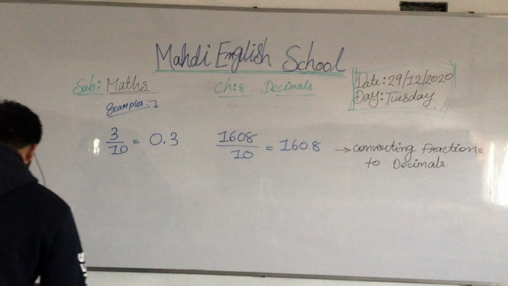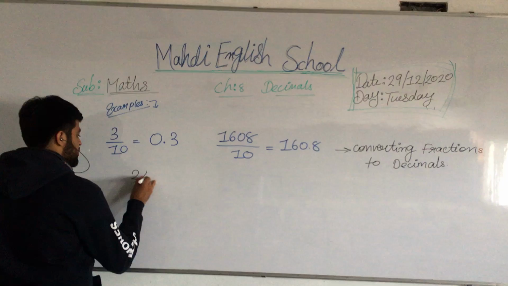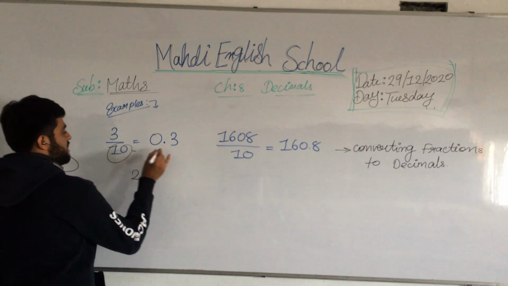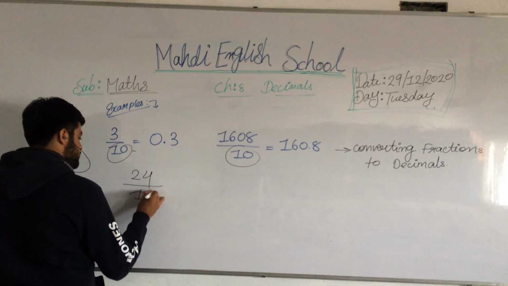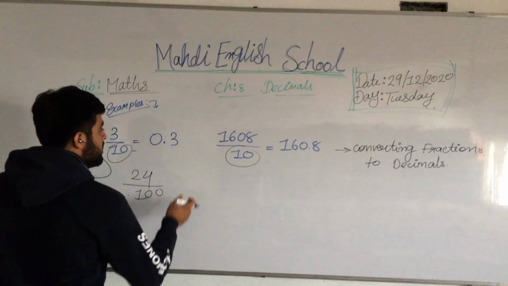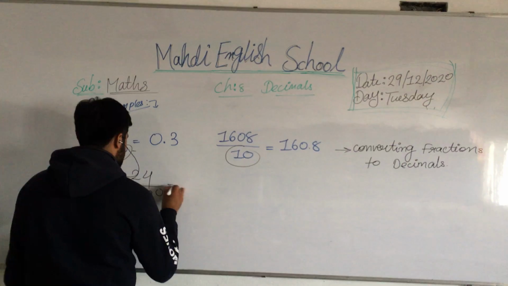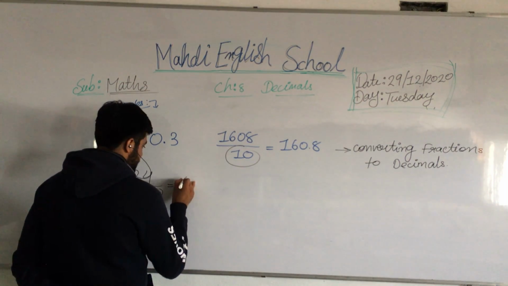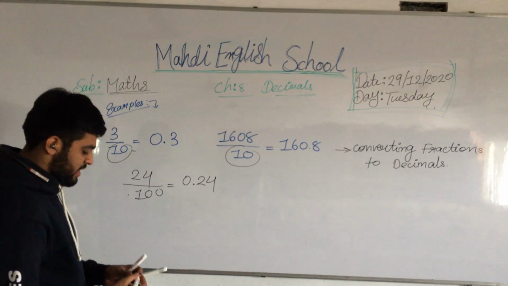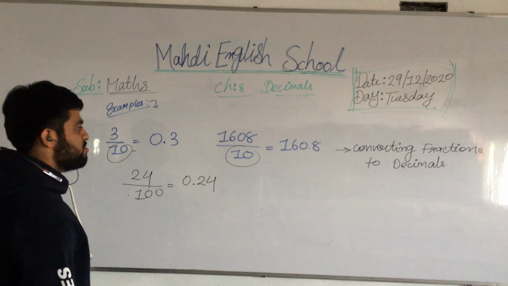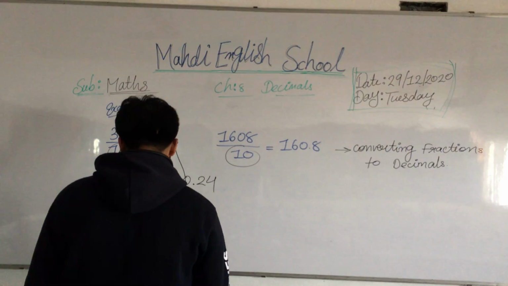Now I am writing some other examples. 24 upon 100, where the denominator is 100. See this. No need to draw the circle. So what is the decimal of 24 upon 100? It's 0.24. Got my points, my dear students? I hope you all understood. Now we will move on further.